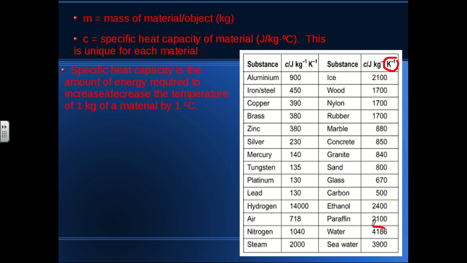So here's water, a pretty high value, which tells us that in order to change the temperature of water, it requires a large amount of energy. So boiling a pot of water actually requires a great deal of energy. Whereas if you wanted to increase the temperature of some copper, that would require much less energy, more than 10 times less energy, because copper has such a low specific heat capacity. So in this formula, delta T is the change in temperature in degrees Celsius.